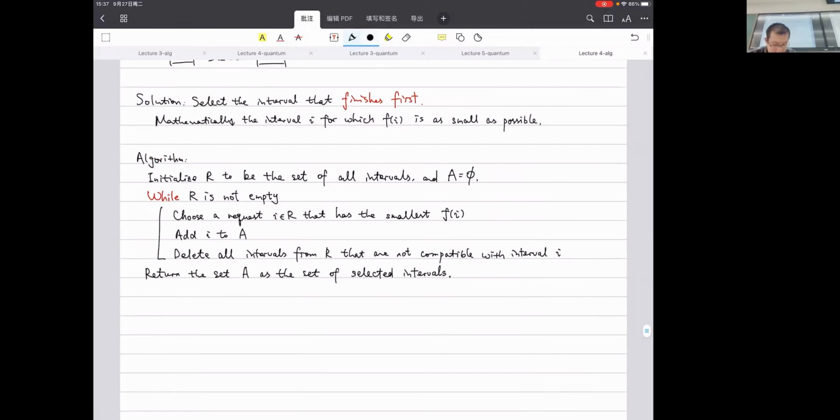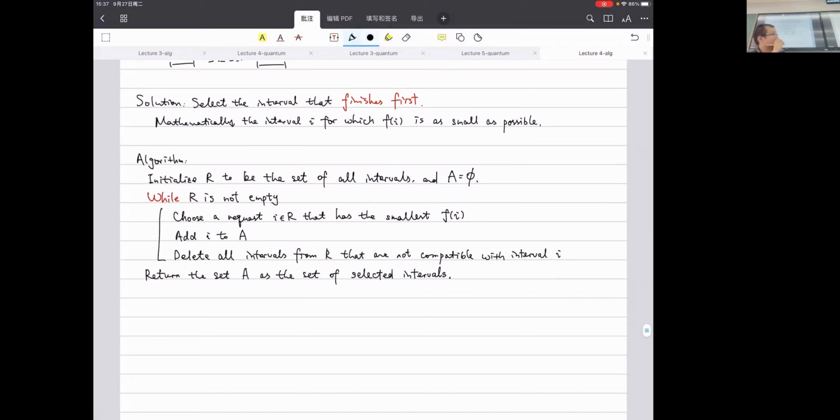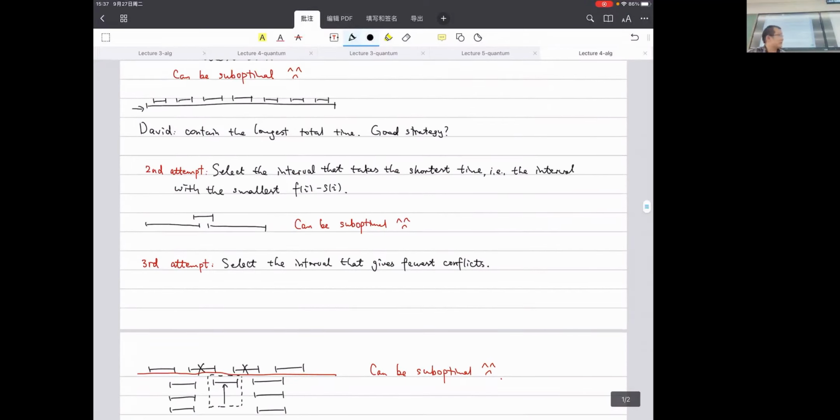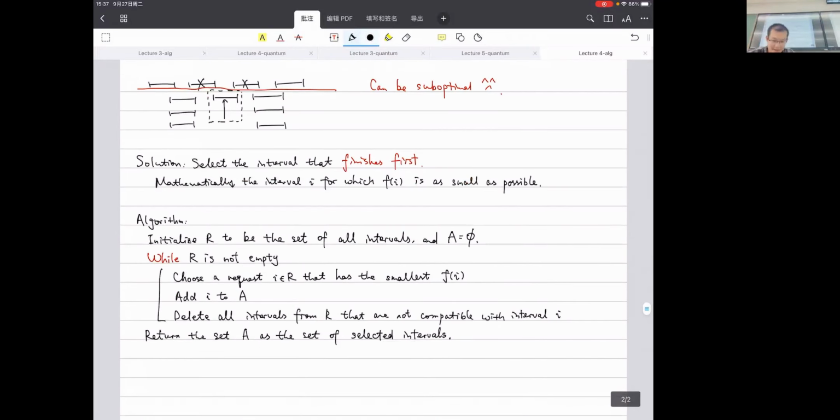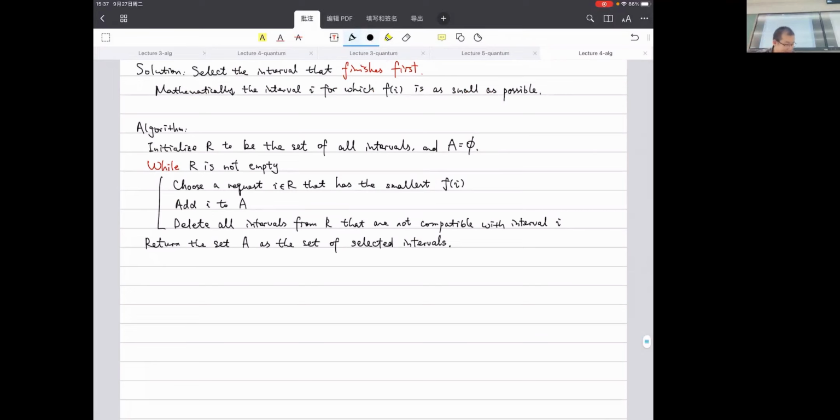Okay. So any question with the algorithm and the discussion of this strategy? Okay. So I guess for the first, second, third attempts, we can also write down an algorithm like this. But after all, we are talking about correct strategies. It is probably fortunate that our current strategy, where we choose the interval that finishes the first, indeed performs well on these three examples, but we need to be very careful, and we are actually going to prove that this is indeed a correct greedy strategy.